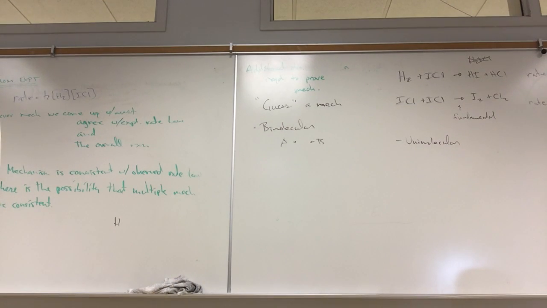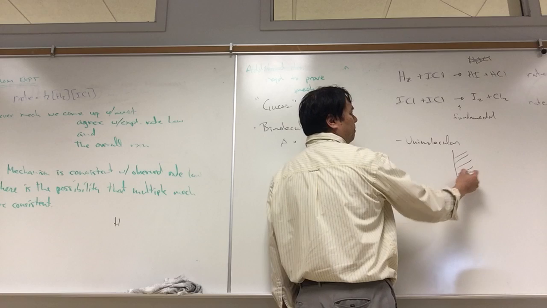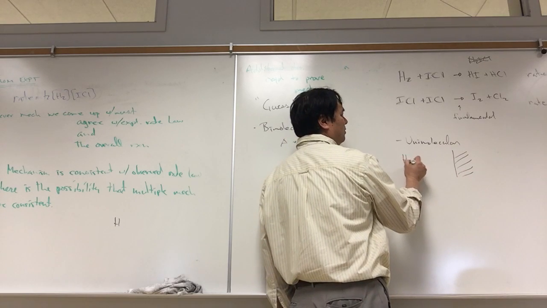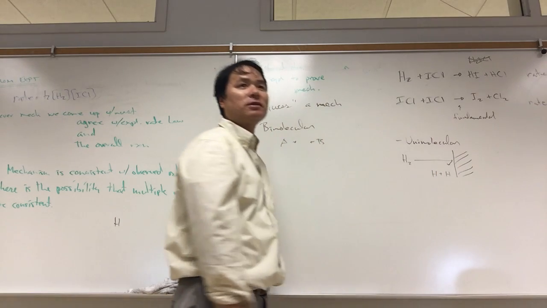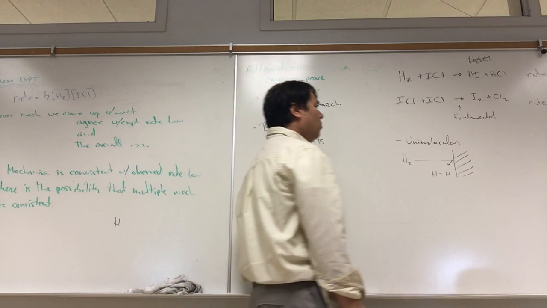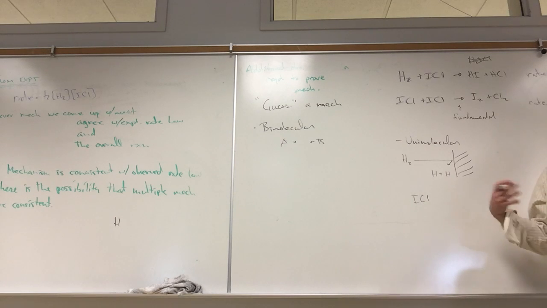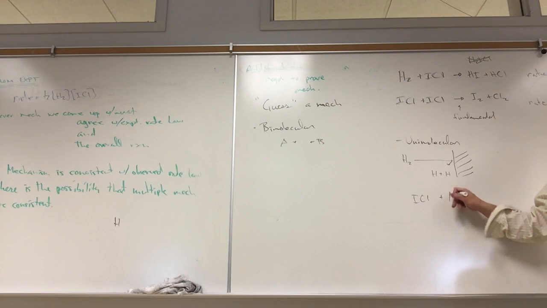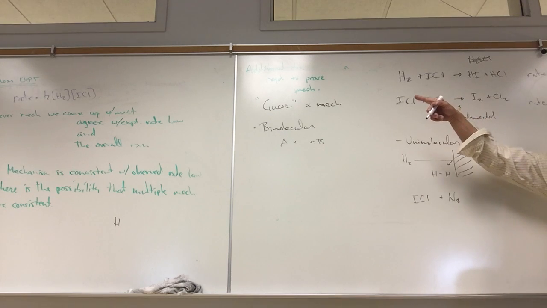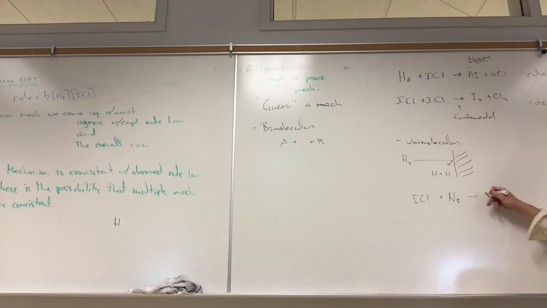Yeah, something like that. What unimolecular is, let's say there's a wall here. And so let's say the H2 collides with that wall and breaks apart into two H's. Or let's say that there's an ICl here, and let's say we're not doing it in a vacuum, let's say we're doing it in air. And so what's the most common molecule in air? Nitrogen. And so does nitrogen participate in this reaction? No, but there's plenty of nitrogen around. And so let's say the ICl collides with the nitrogen and then breaks apart.